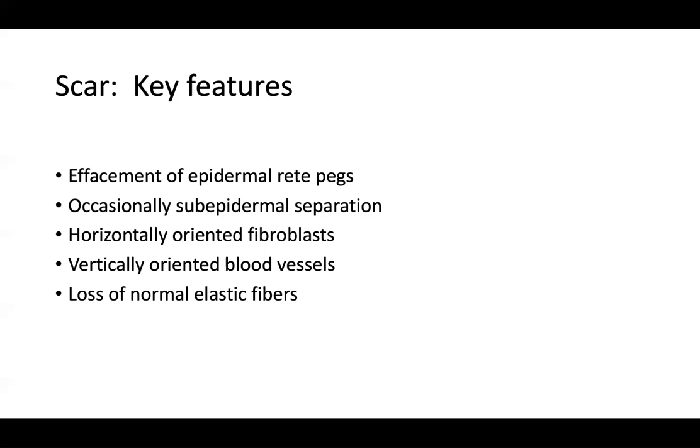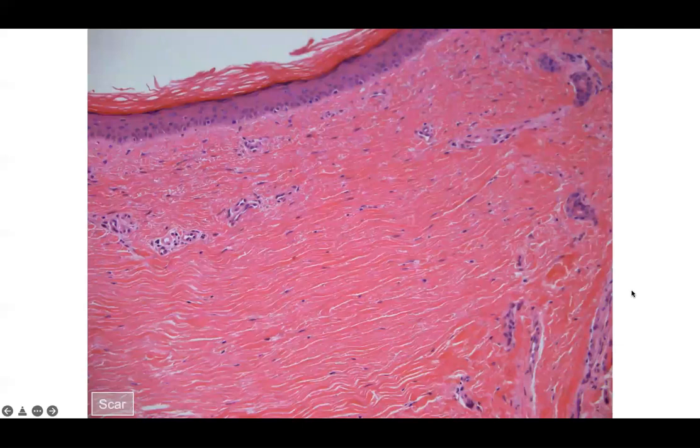You'll want to see the horizontally oriented fibroblasts as well as the vertically oriented blood vessels and loss of normal elastic fibers. Very nice illustration of the east and west orientation. You can see some vertical orientation of blood vessels over here to the right. The atrophic epidermis with loss of rete ridges is also appreciated well in this picture.